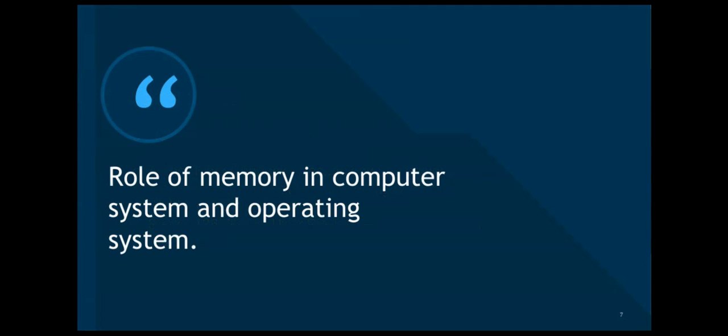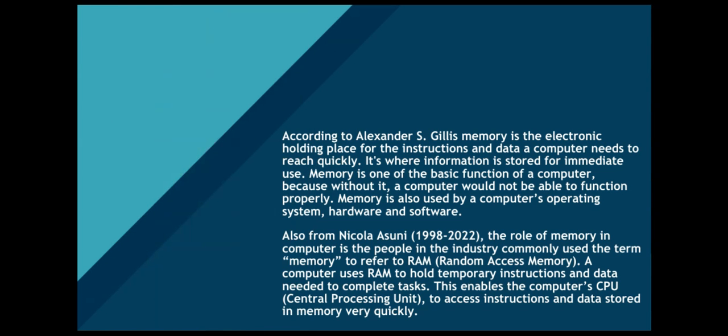And then next is the role of memory in computer system and operating system. According to Alexander S. Gillies, memory is the electronic holding place for the instructions and data a computer needs to reach quickly. It is where information is stored for immediate use. Memory is one of the basic functions of a computer, because without it, a computer would not be able to function properly. Memory is also used by a computer's operating system, hardware, and software.